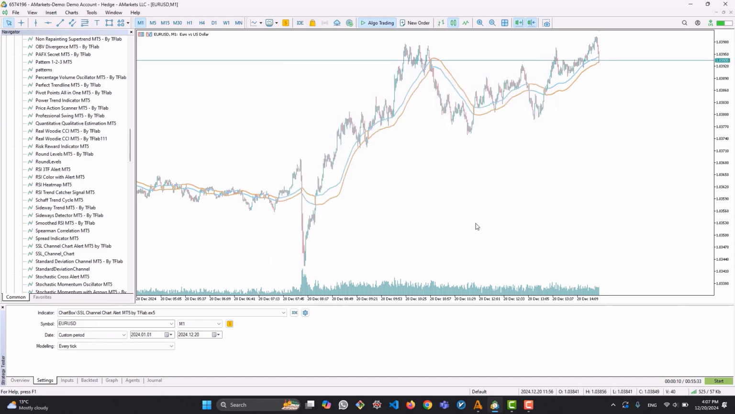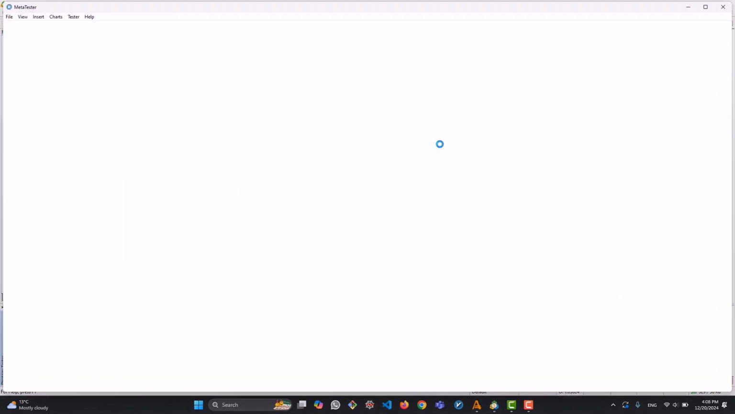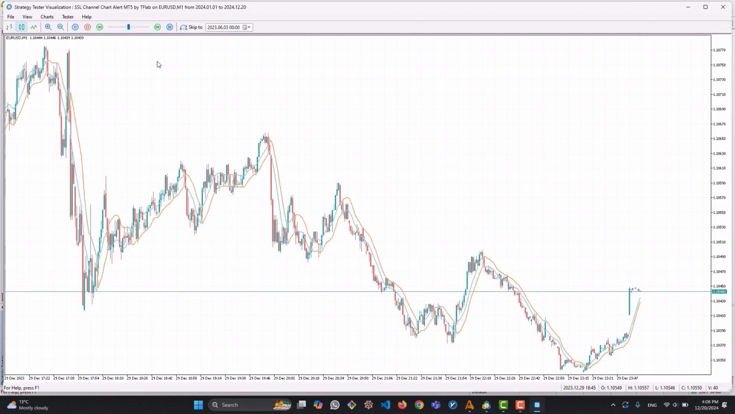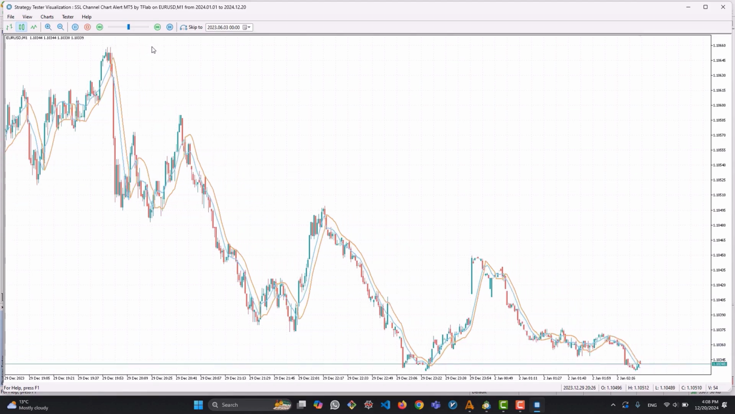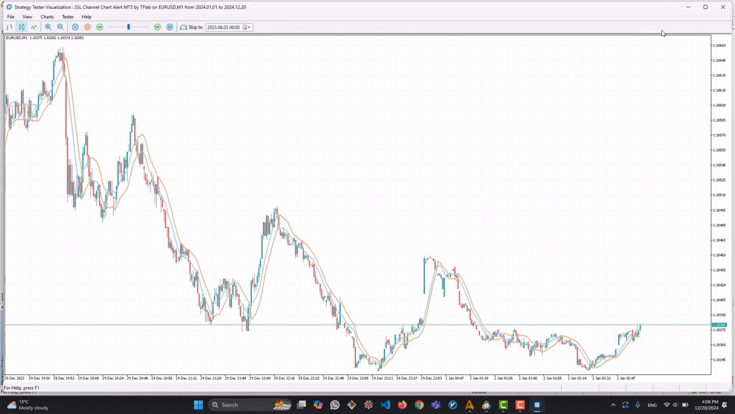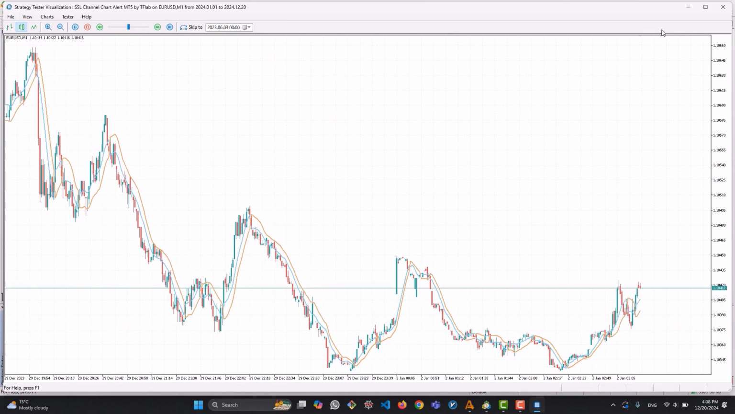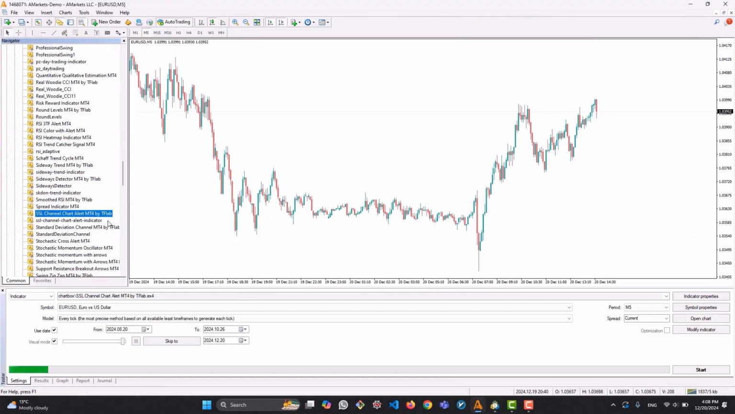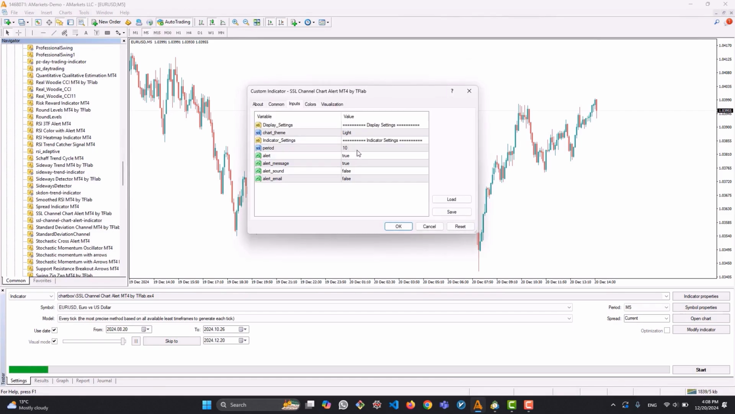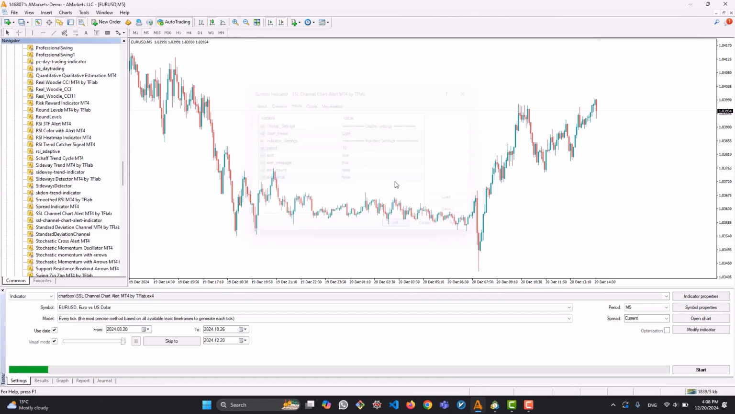Let's watch a live test of this indicator on the MetaTrader 5 platform. You can also use the MT4 version of this indicator on the MetaTrader 4 platform. Let's watch a live test of this indicator on the MetaTrader 4 platform.